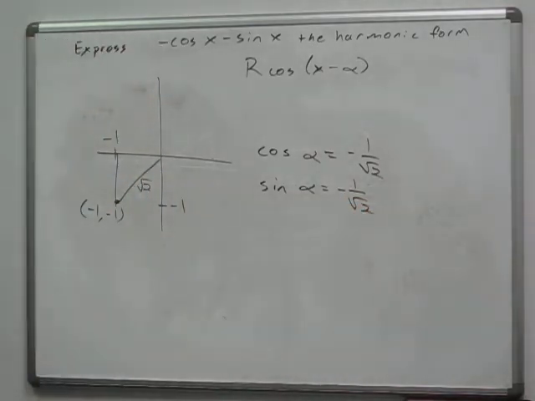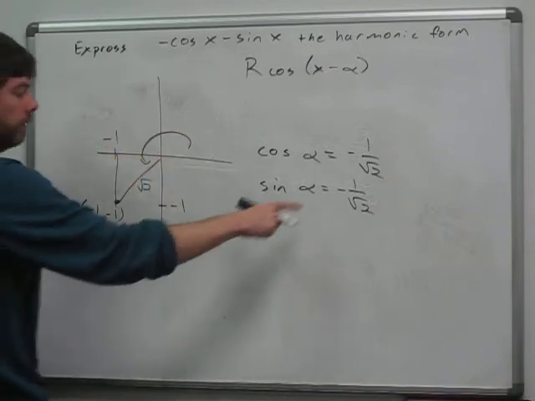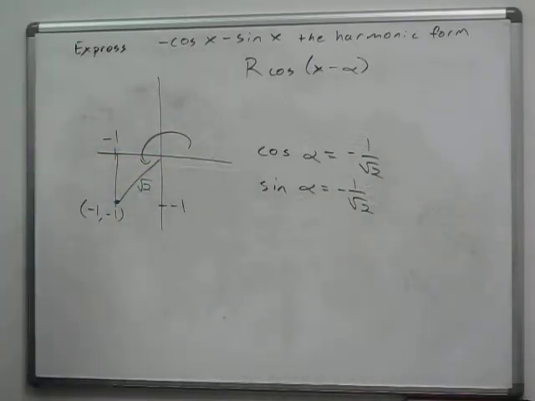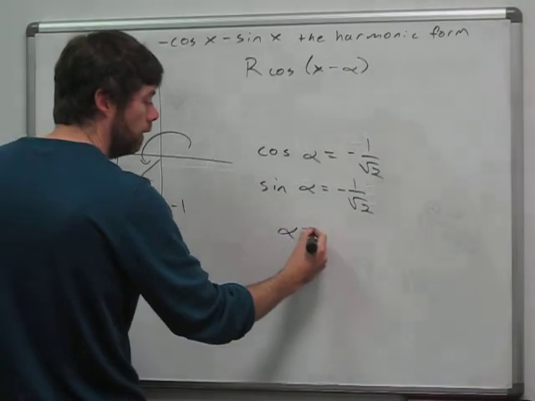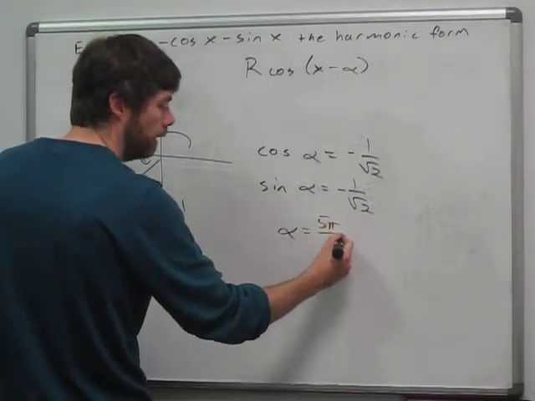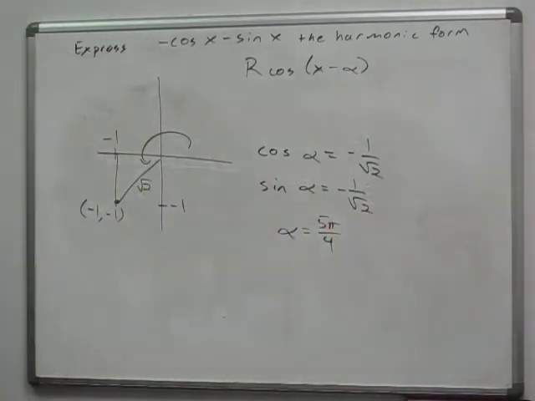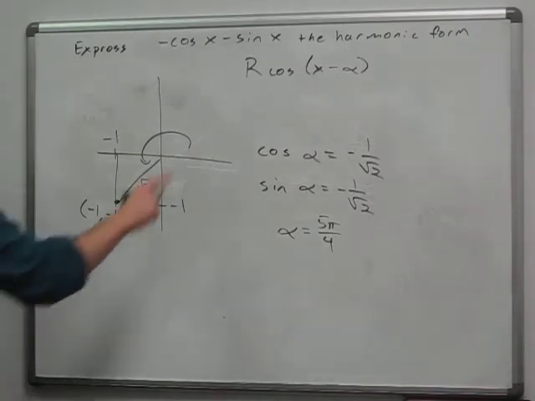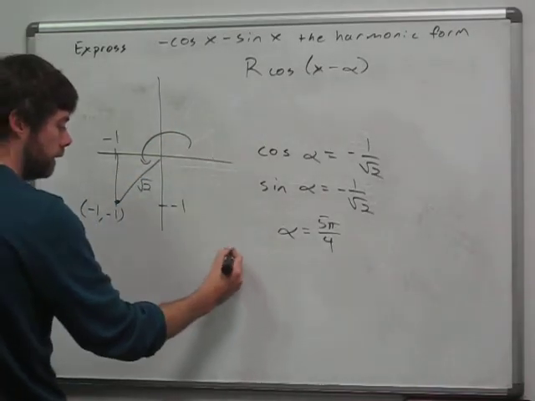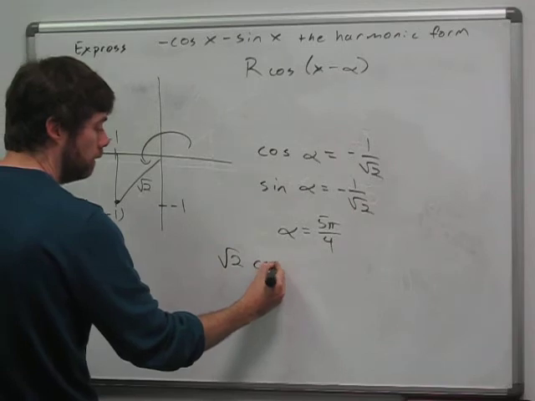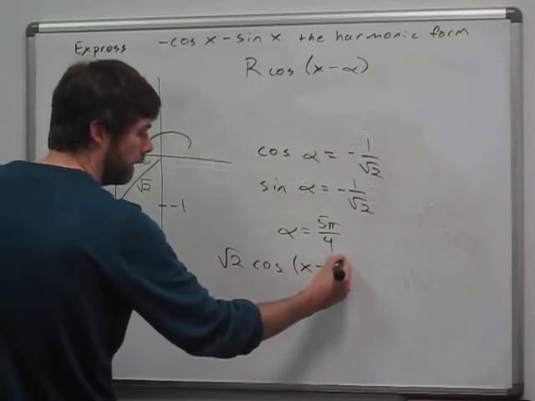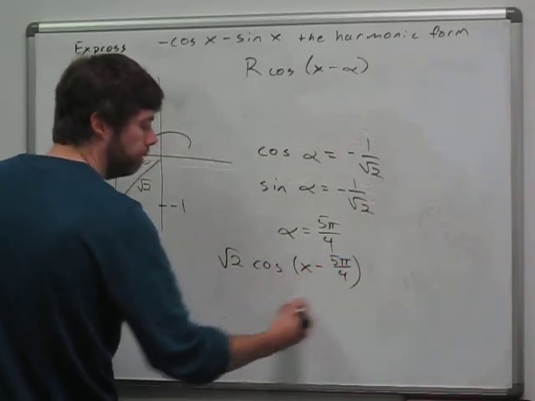So what is an angle alpha that does this? Well, this one, right? Again, this is going to be a special angle. It's one that we know. Alpha would be 5 pi over 4, right? So a harmonic form here that I can use is radical 2 cosine of x minus 5 pi over 4.